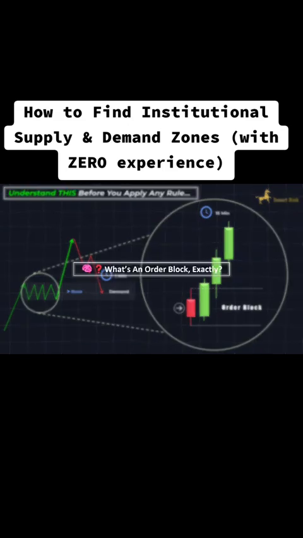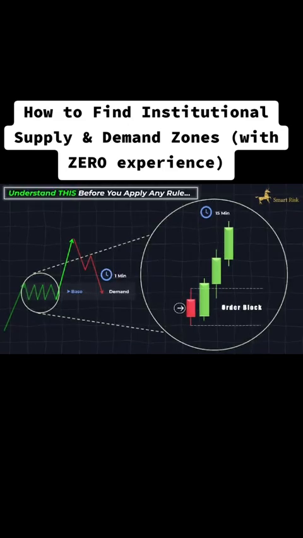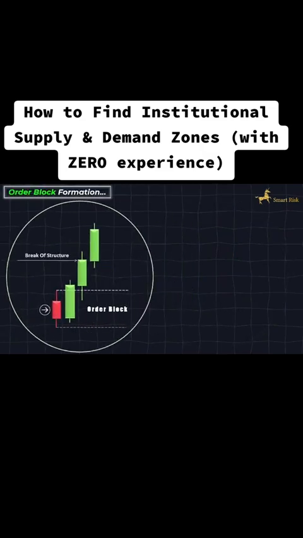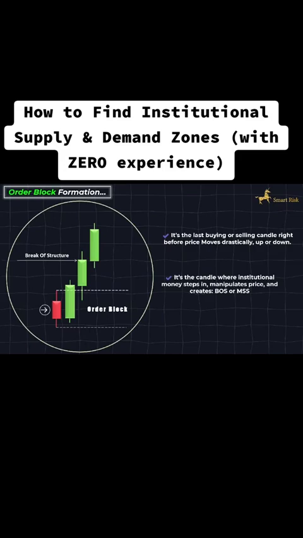So what's an order block exactly? It's the last buying or selling candle right before price explodes, up or down. It's the candle where institutional money steps in, manipulates price, and creates a clear break of the structure or a market structure shift. It's where the real game begins, and it's a key tool for spotting where smart money is positioning itself before the big move.